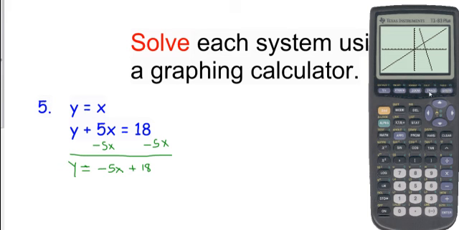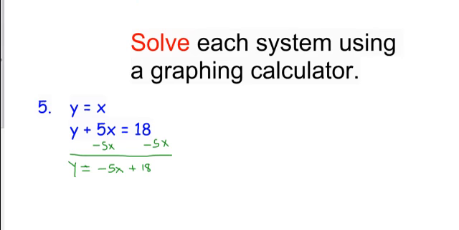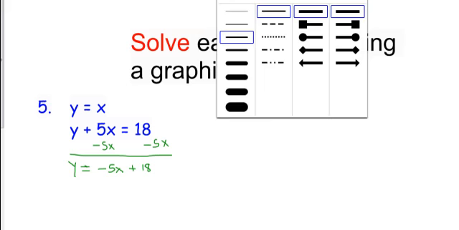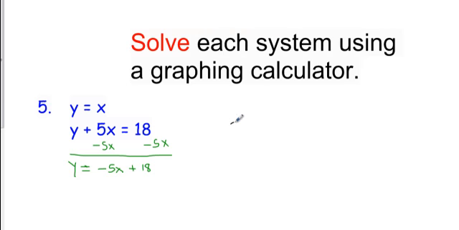And like last time, before I even guess, I'm going to hit trace, get close to that intersection, and use the numbers on the bottom to give me a good idea. That looks close to 3, that looks close to 3. So my guess is the point 3, 3. And checking the top equation, that's an obvious yes. Y equals x, 3 equals 3, yes.